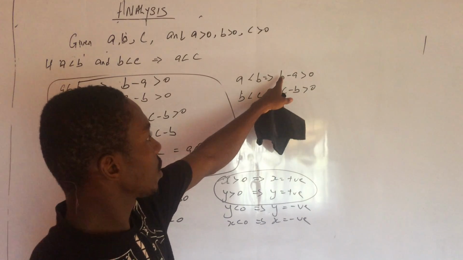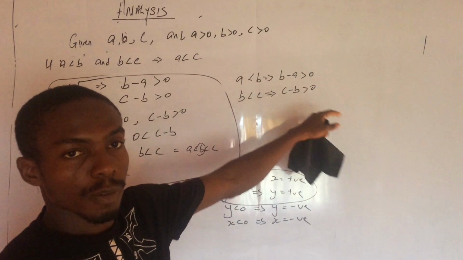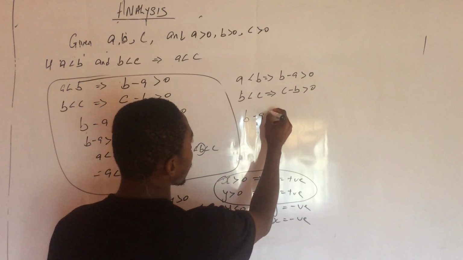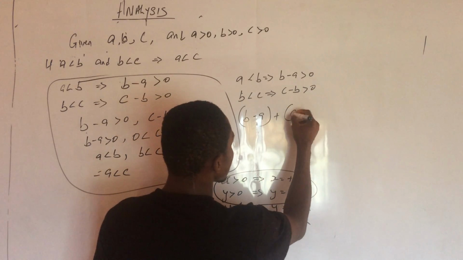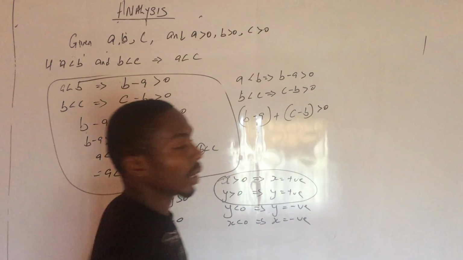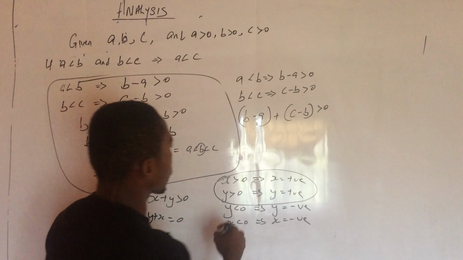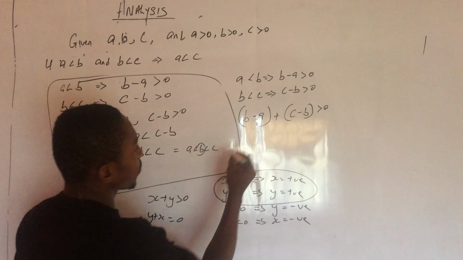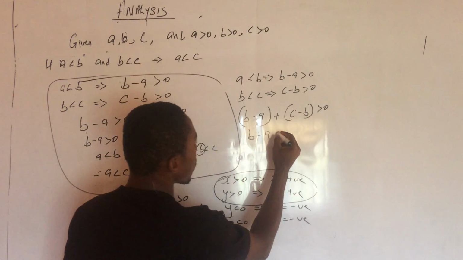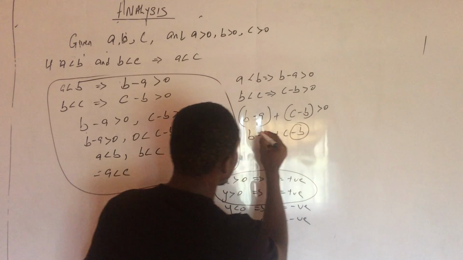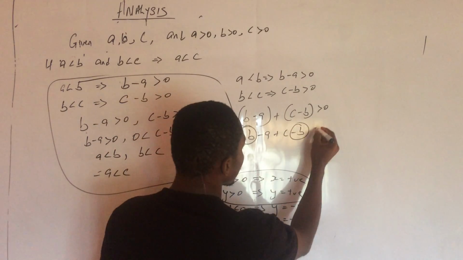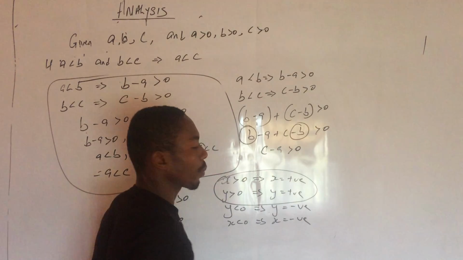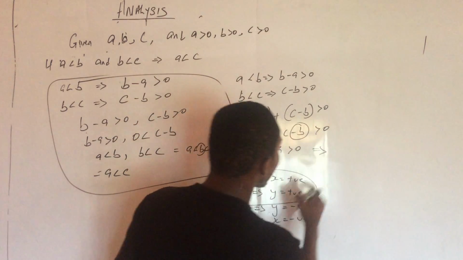So now, let's look at this one here. I have that B minus A is positive and C minus B is positive. Let us try and add the two of them together. Now, B minus A plus C minus what? B. That is going to be positive. So we have B minus A plus C minus B. This and this will cancel. I will now have that C minus A is what? Greater than 0.